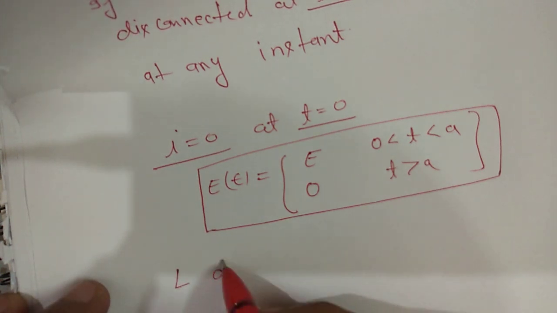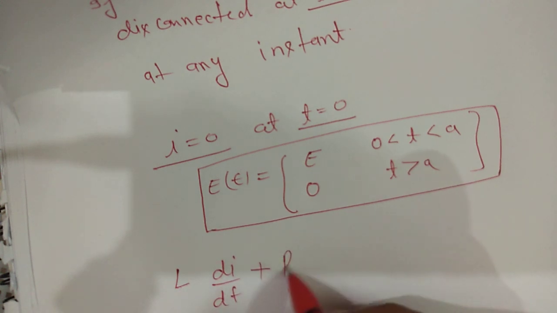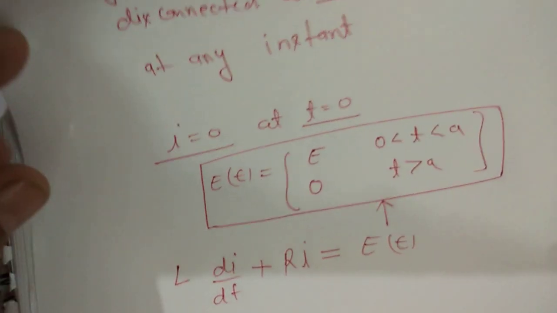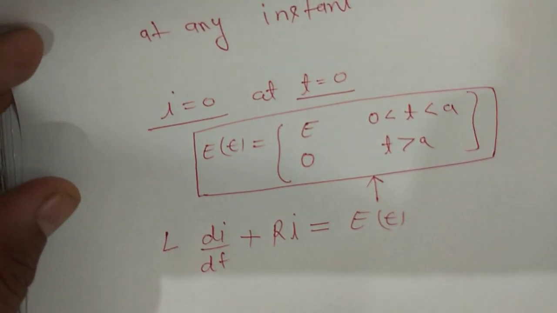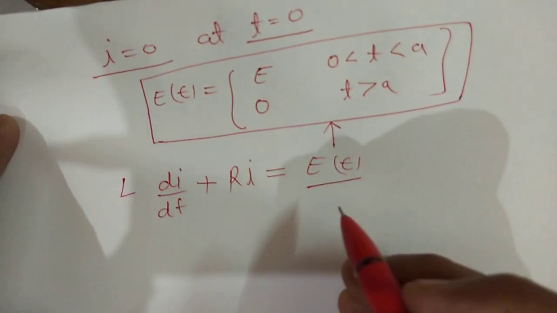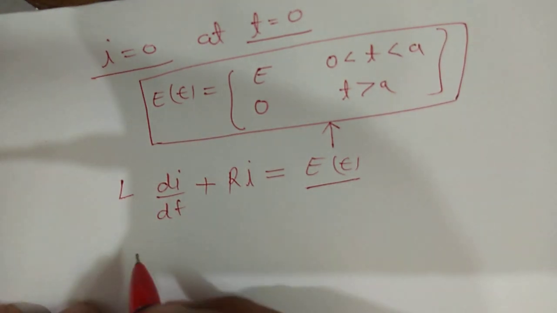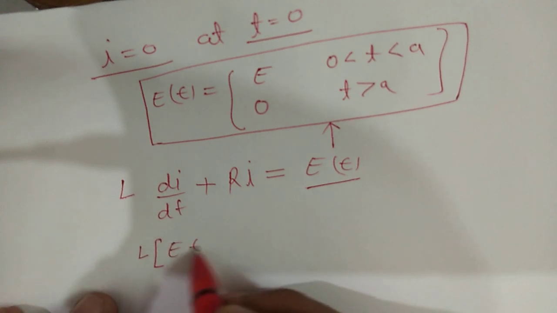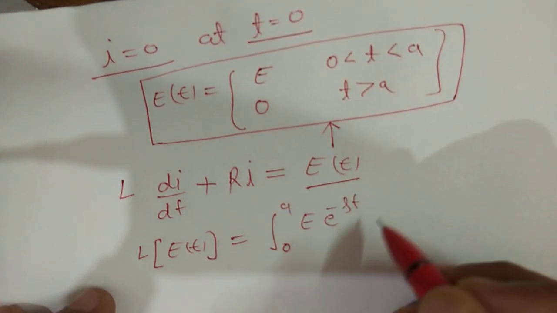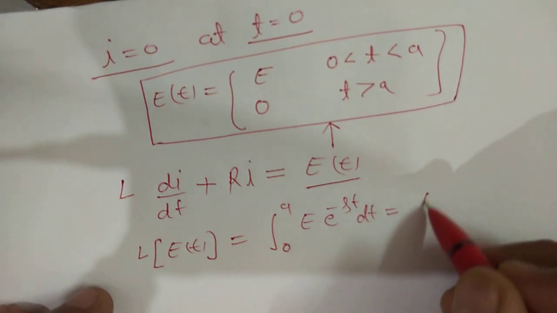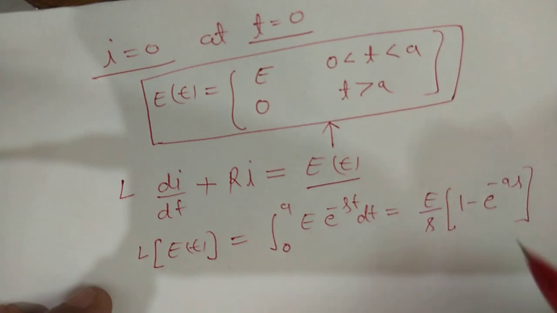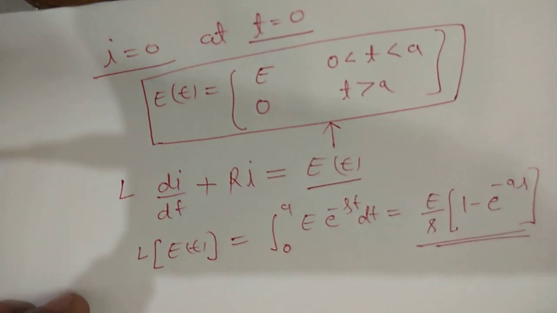So the equation is L di/dt + Ri = E(t), where E(t) is given as above. The usual method is to first apply the Laplace transform on both sides. On the right hand side, let me first find the Laplace of E(t) separately. Laplace of E(t) equals the integral from 0 to a of E e^(-st) dt, which equals E/s (1 - e^(-as)). So this is the Laplace transform of the right hand side.